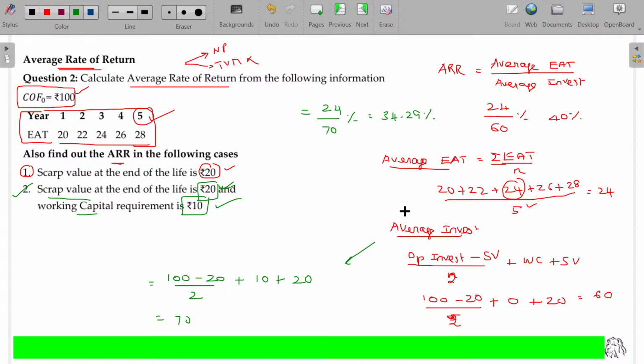Clear? So in average rate of return or accounting rate of return, we take the average EAT divided by average investment. The formula for average EAT is very simple: the summation of all the EATs divided by the number of years. And in case of average investment, opening minus closing divided by 2 plus scrap value plus working capital will be the formula.